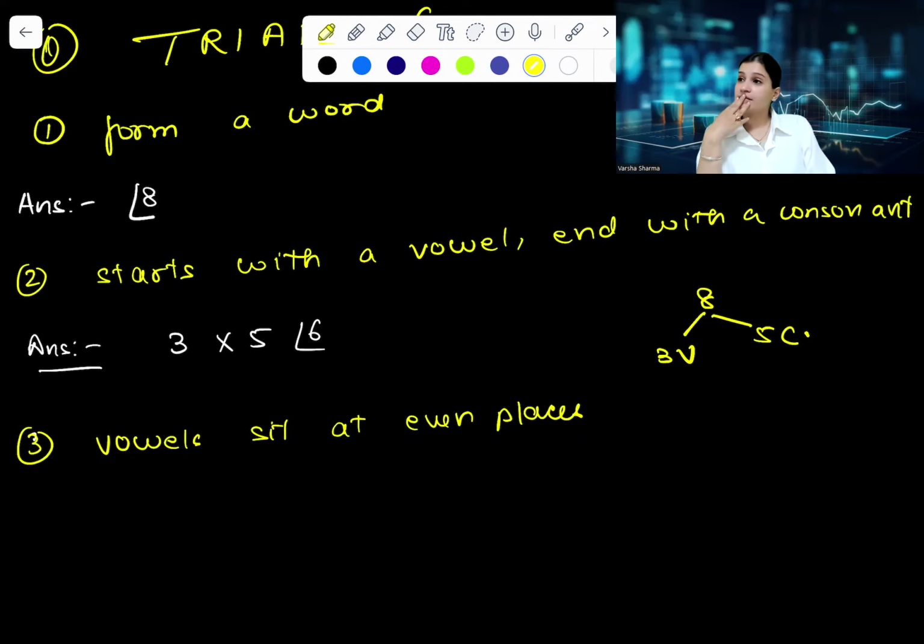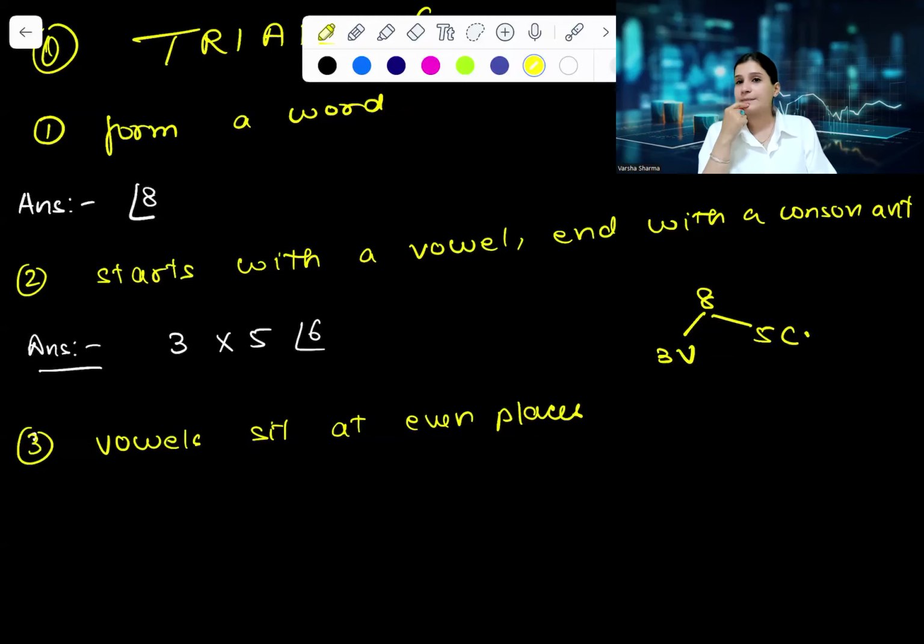But there are four places. How will I make them set? First, we need to select three places where the vowels will sit. And then in those selected places, I need to arrange. So in this case, my job is both selection and arrangement. So out of four places, I need to select three and then arrange in those three positions my vowels.